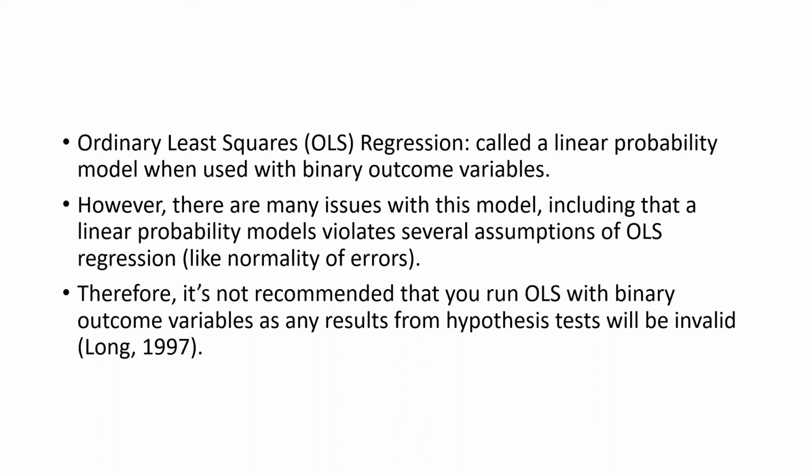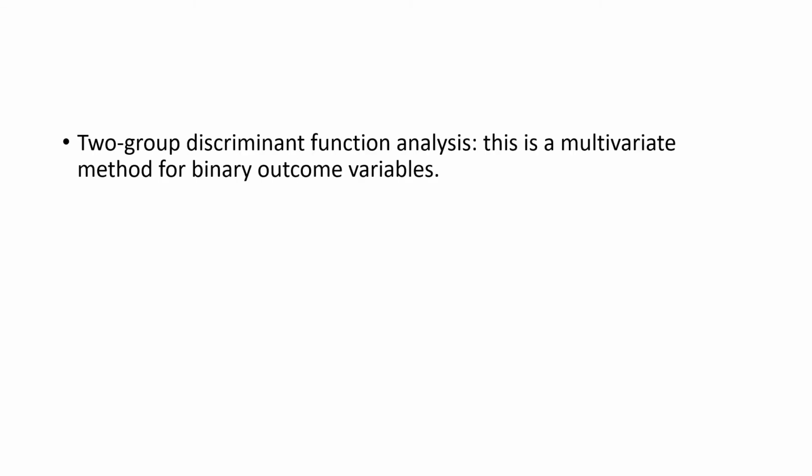And then you will be having the usual OLS, that is the ordinary least square regression, which is called a linear probability model. Here too you can go for binary variables. Your dependent variable can be binary. Here it is not recommended to go for OLS with binary outcome variables, as any results from hypothesis tests will be invalid. So this is something very important to take care of. Two-group discriminant function analysis is another method, which is a multivariate method for binary outcome variables.